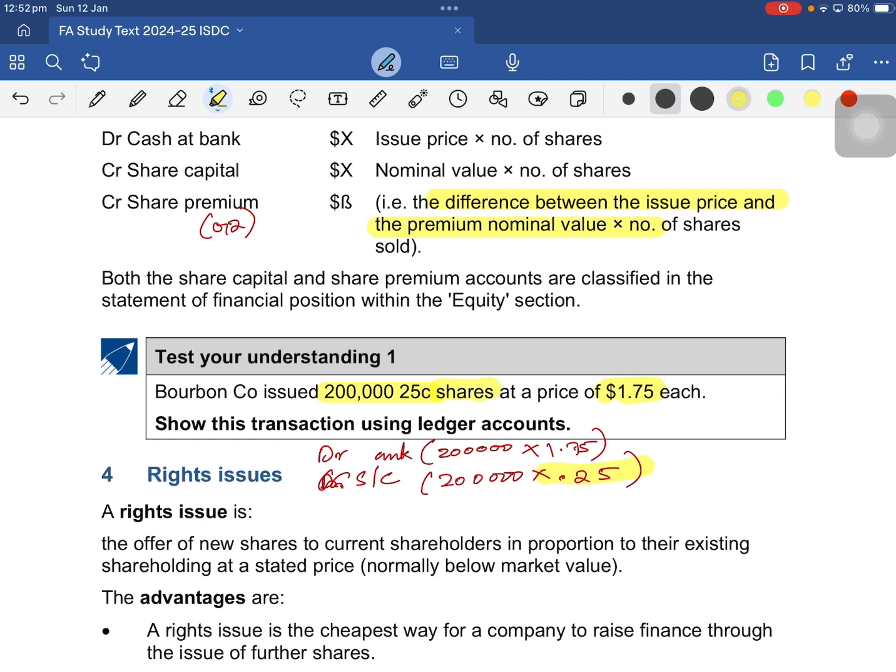Second, what is this? Credit. Second one is share premium, credit share premium. And the remaining 1.5 would be taken into that account. Clear, no? Understood?